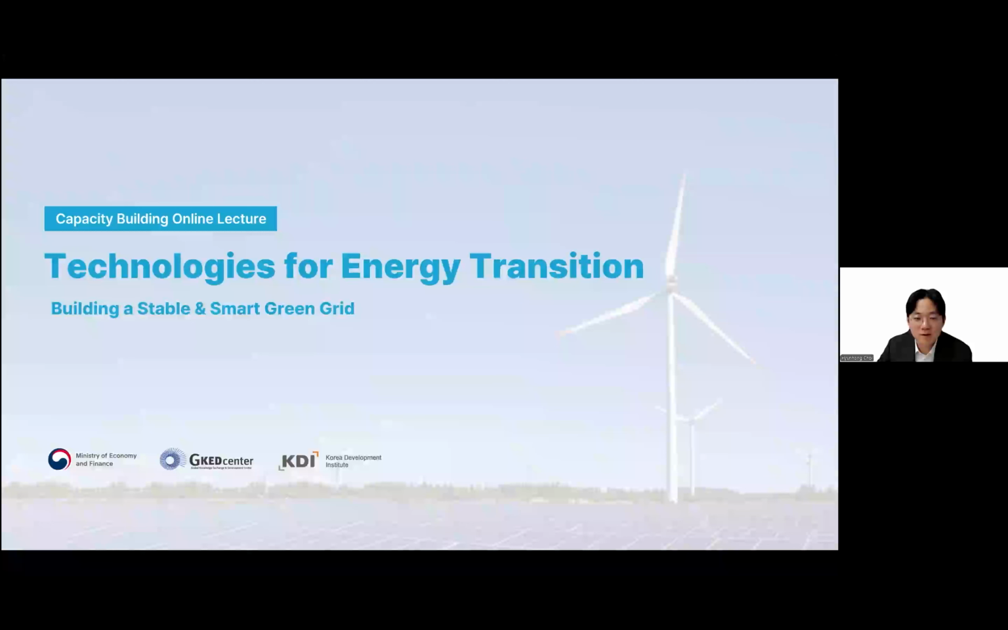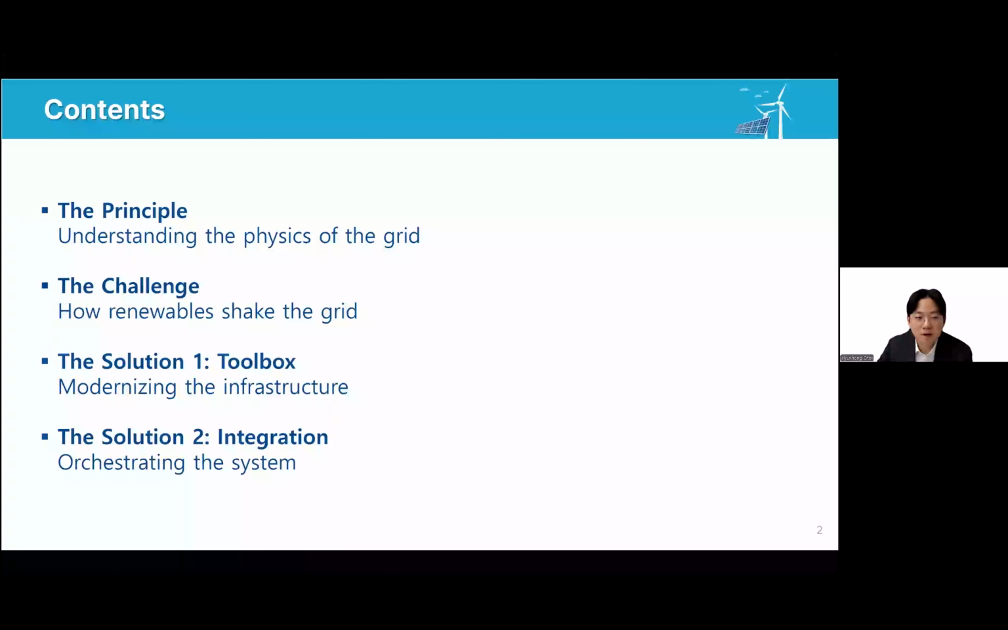Today's topic is Technologies for Energy Transition, Building a Stable and Smart Green Grid. We will explore the technical backbone required to make a sustainable energy system a reality. So our journey today is divided into 4 chapters to help us understand the full scope of grid modernization and realization of the smart grid.